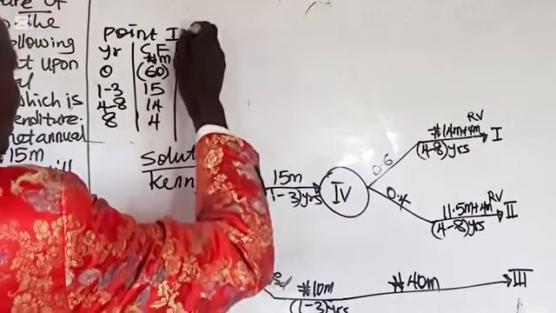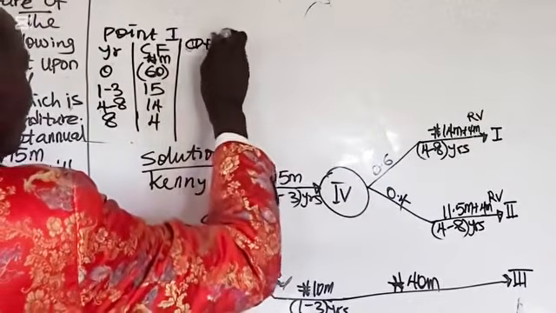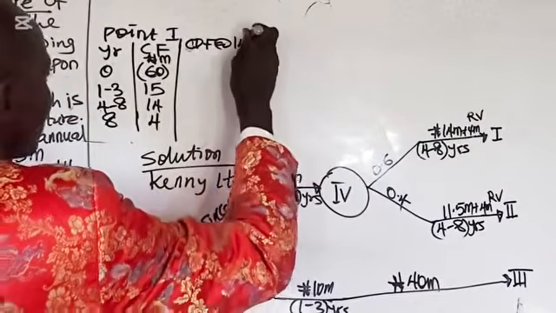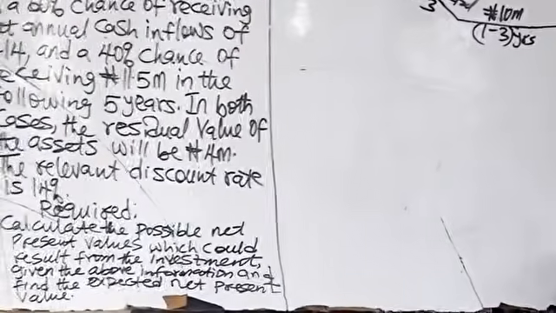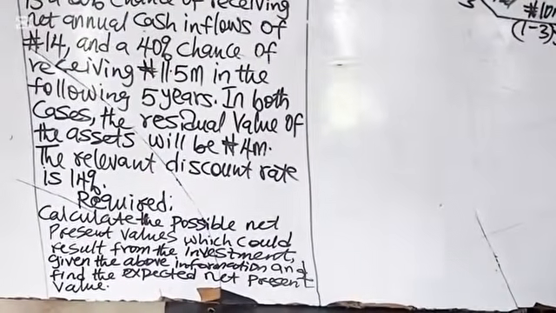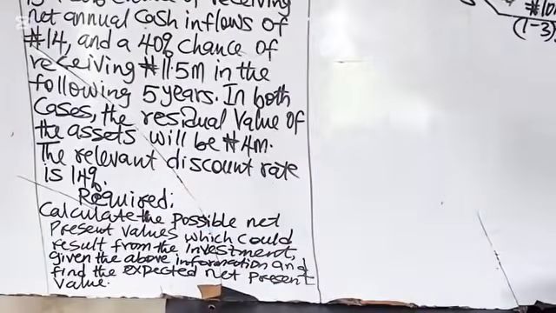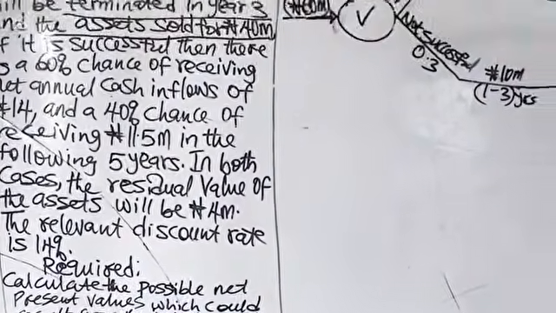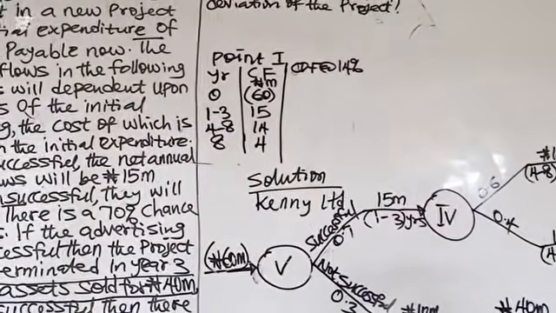Then you now discount your cash flows. The cost of capital you are given in the question is 14%. You have been told the relevant discount rate is 14%. So we want to use this 14% in discounting our cash flows. So now let's discount our cash flows.